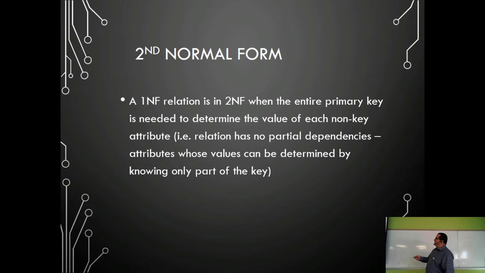Now, the entire primary key is needed to determine the value of each non-key attribute. Okay. So, there's no partial dependencies. These are attributes whose value can be determined by knowing only part of the key. So, when you look at the data, what happens right now, if I bring up the next slide.